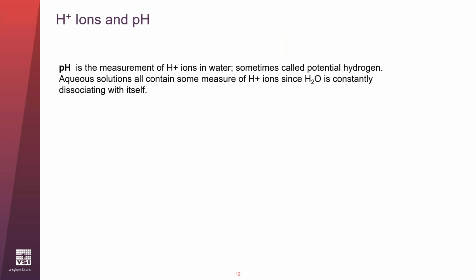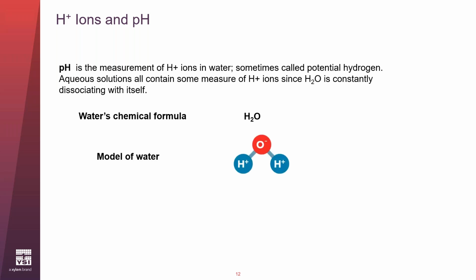So pH is the measurement of hydrogen ions in water. It's sometimes called potential hydrogen. Aqueous solutions all contain some measure of hydrogen ions since H2O is constantly dissociating with itself. Here is water's chemical formula. It's our favorite chemical. Here's a model of what it looks like.